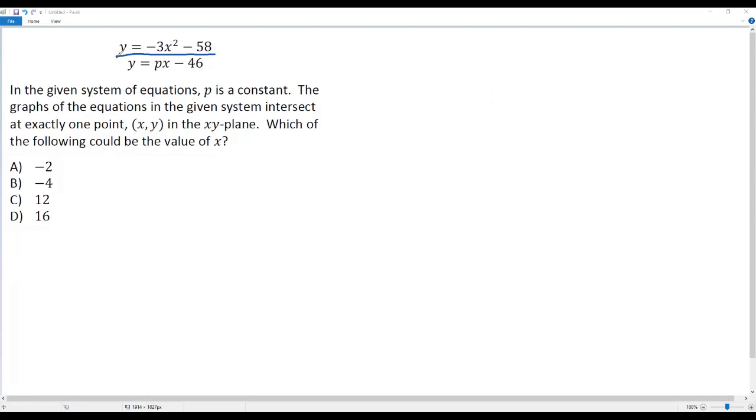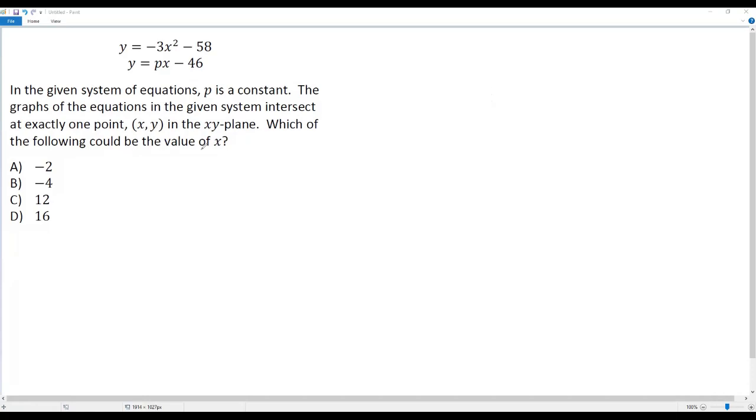y equals negative 3x squared minus 58, y equals px minus 46. In the given system of equations, p is a constant. The graphs of the equations in the given system intersect at exactly one point (x, y) in the xy-plane. Which of the following could be the value of x?